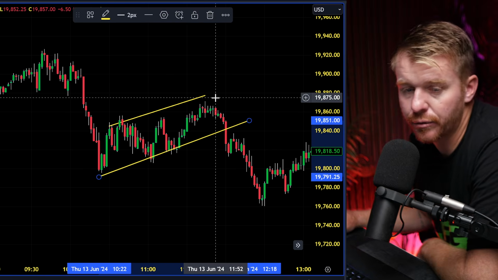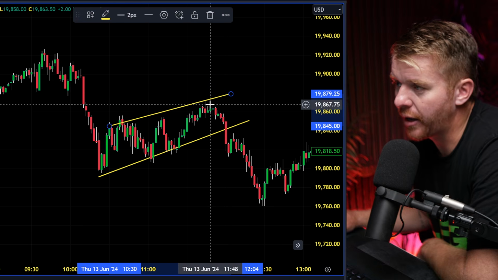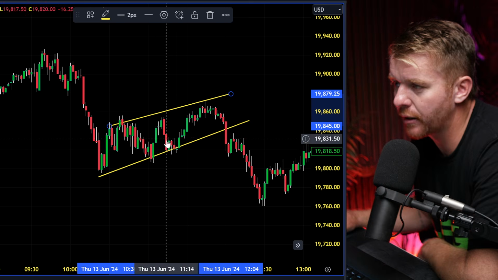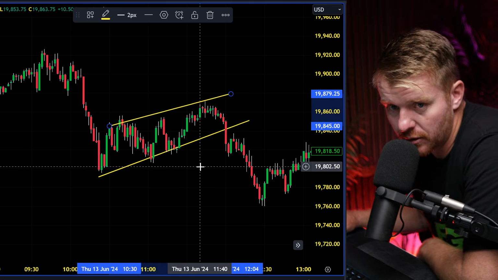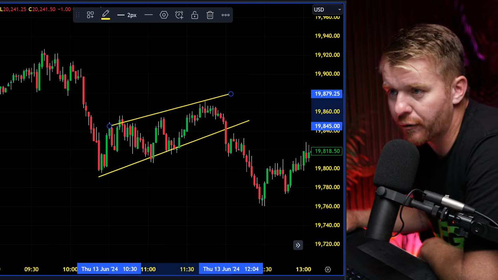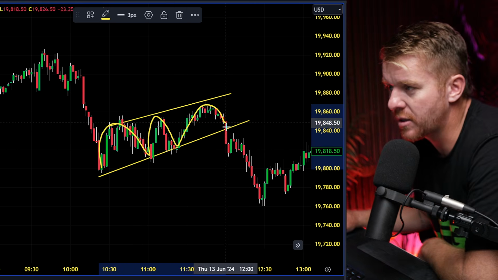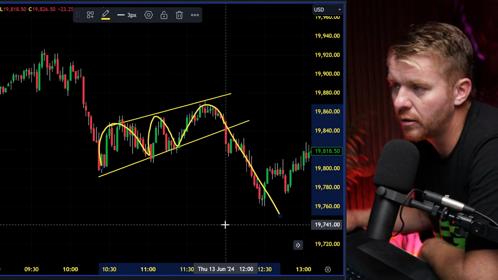And people are going to tell you, oh, Patrick, why are you not going to get long here? We're putting in higher lows. Yeah, guess what? What does a bear flag do? It puts in those higher lows, and then it makes the new low.